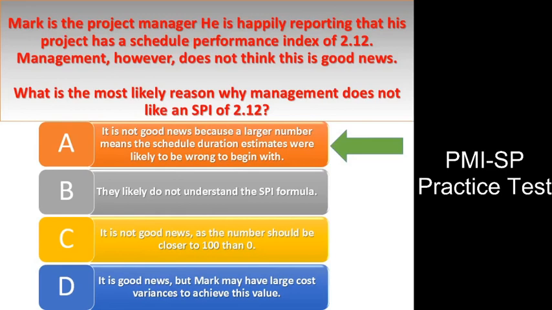Answer A. Explanation. Cost and schedule performance indexes should be as close to 1 as possible. A larger value, such as 2.12, means that the schedule duration estimates were likely low to begin with. Answer option B is incorrect. This is not the best choice for this question. Answer option C is incorrect. The number should not be close to 100, it should be close to 1. Answer option D is incorrect. Mark may have crashed the schedule and driven up costs to achieve the SPI value. The more likely reason is that the time estimates were bloated.